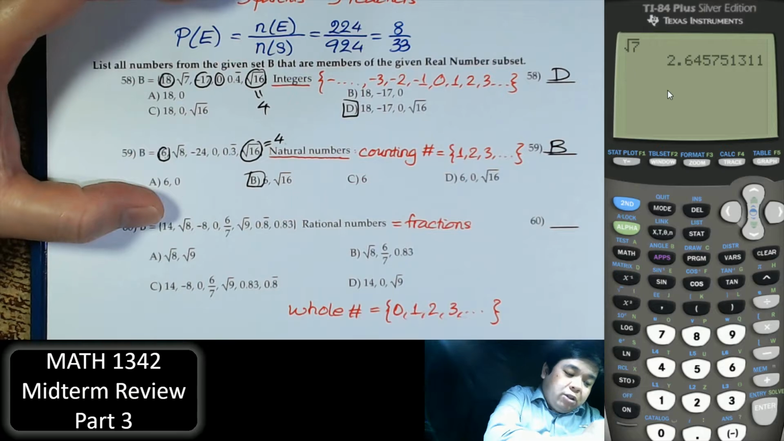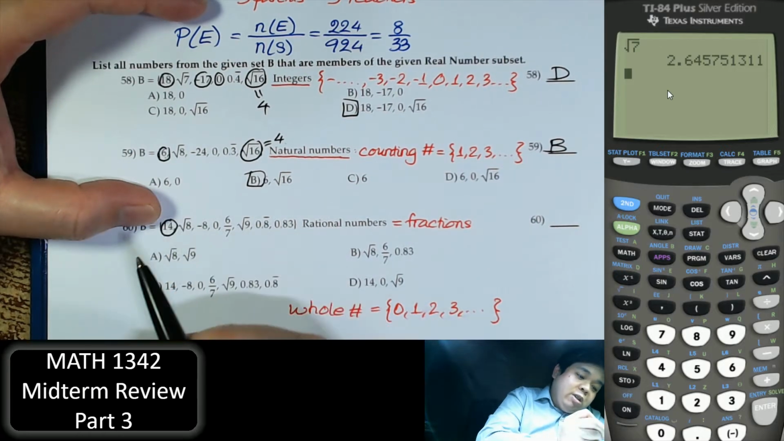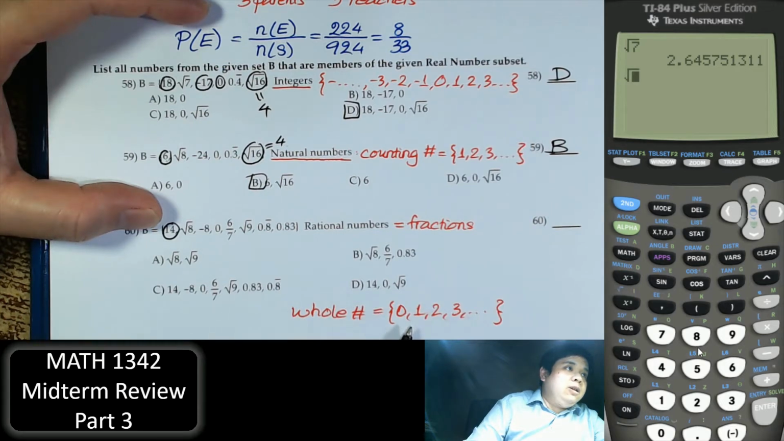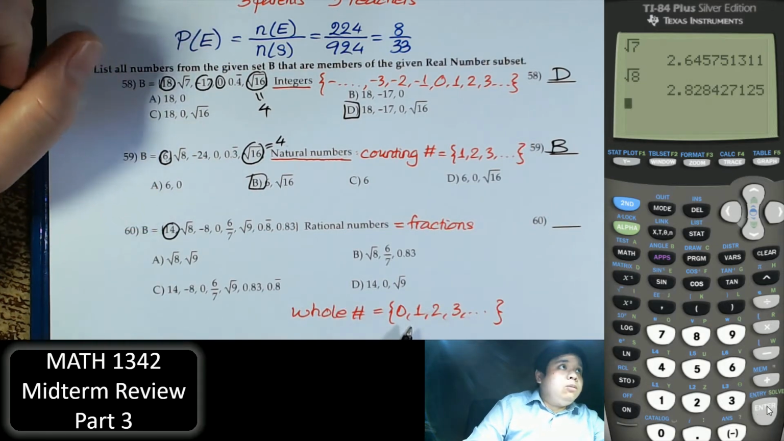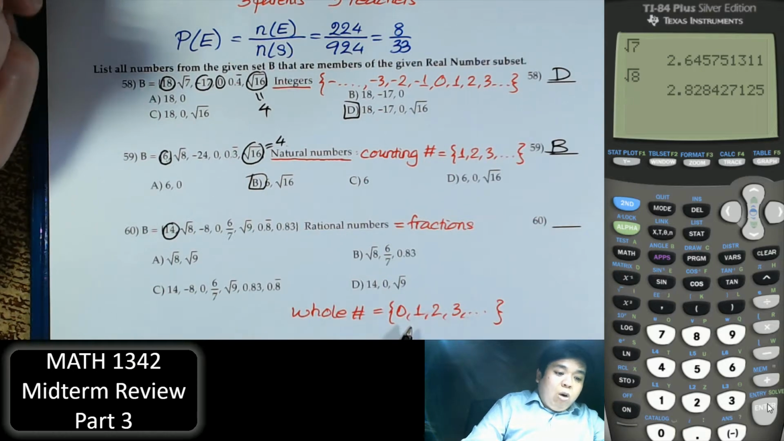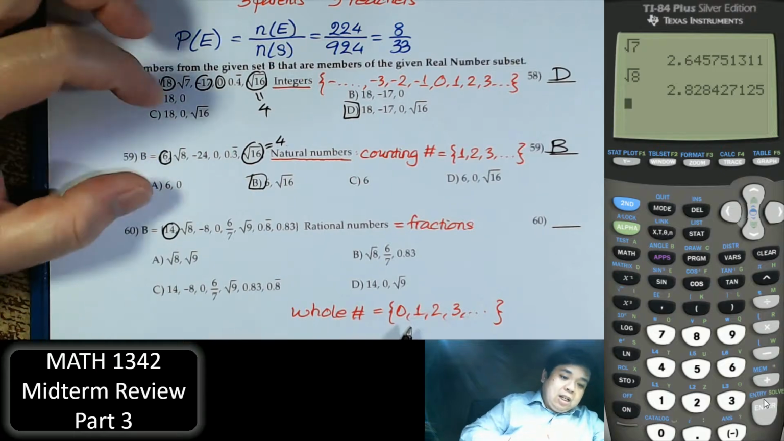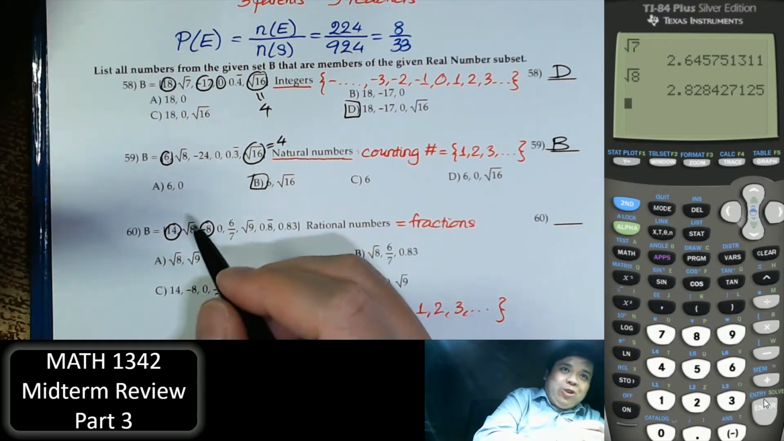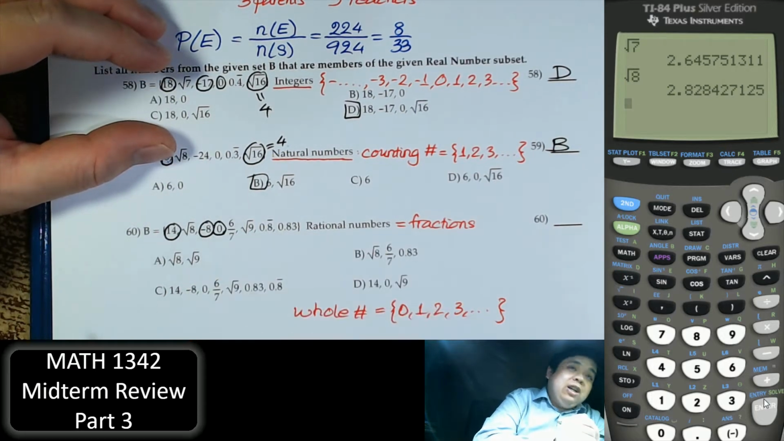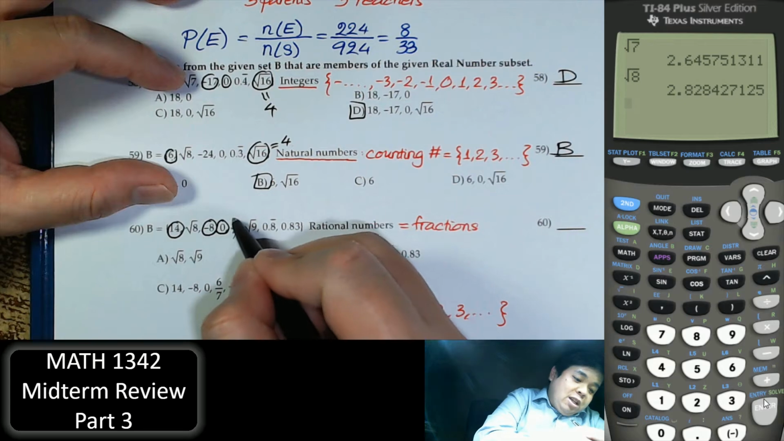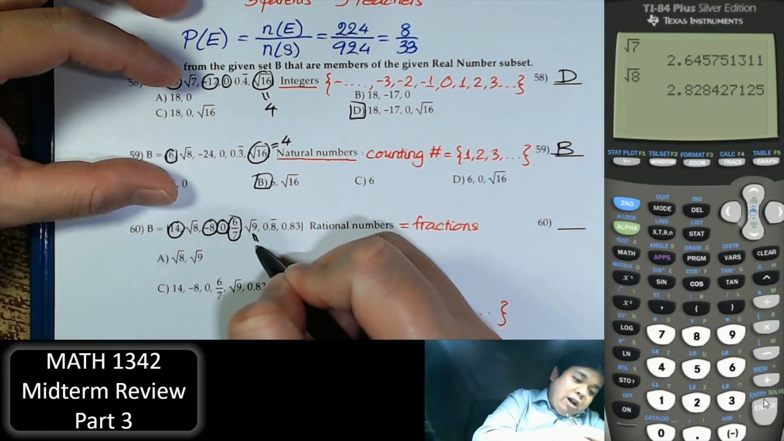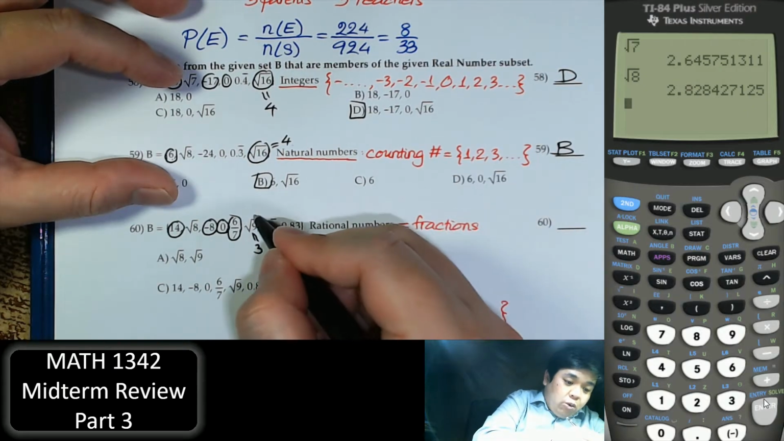And then next, rational numbers. 14 we can put in fraction. Square root of 8 is a non-repeating, non-terminating decimal, so that is irrational, doesn't count. Negative 8 over 1, that is a fraction. 0 over 1, so those two are rational numbers. 6 over 7, that's a fraction, definitely a rational number. Square root of 9 is 3, so that's also a rational number.